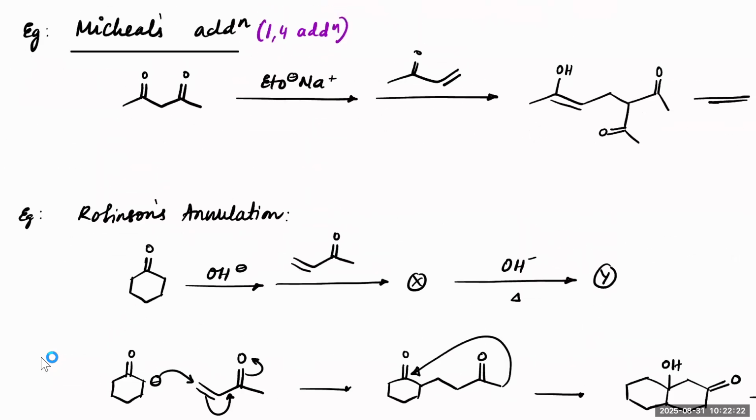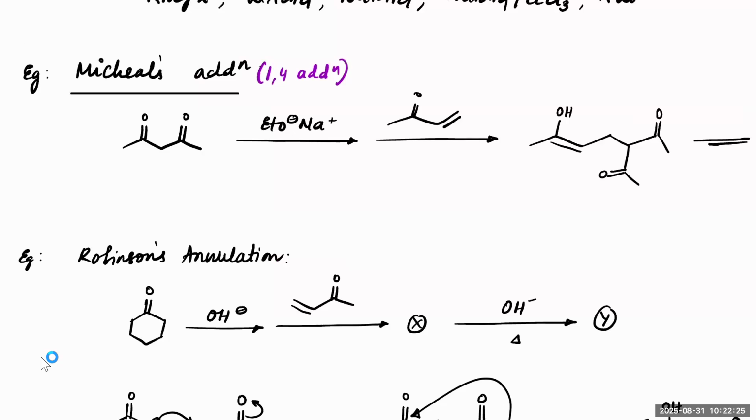Let me show you this reaction, for instance. Okay. Ethoxide can take H plus from here. So what are we generating? We are generating a nucleophile. So this is a nucleophile which we generate.